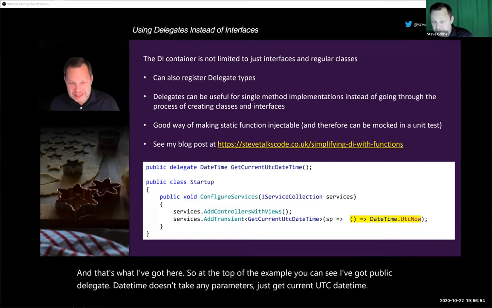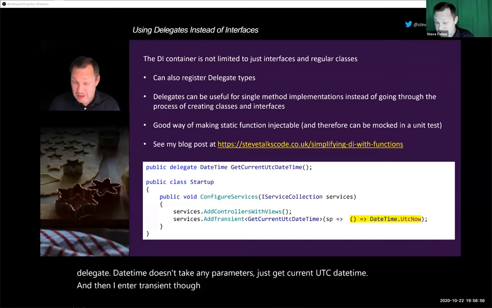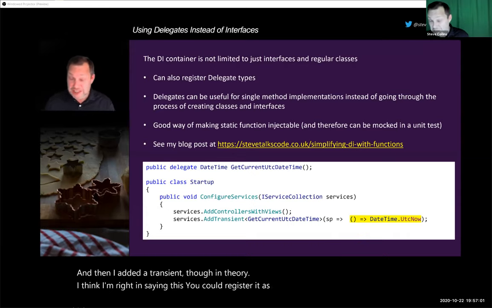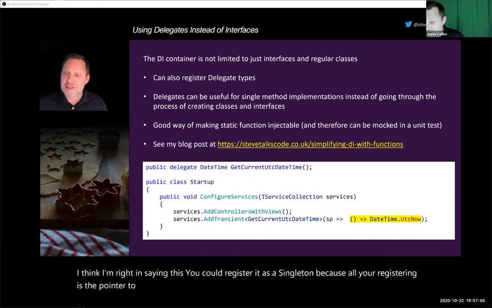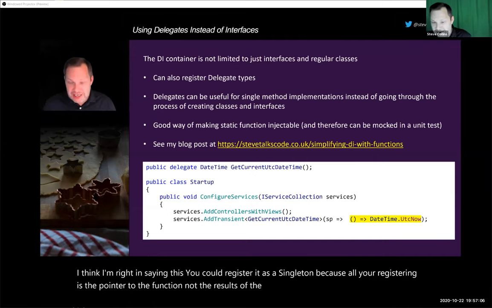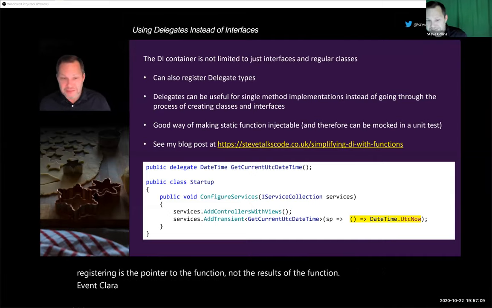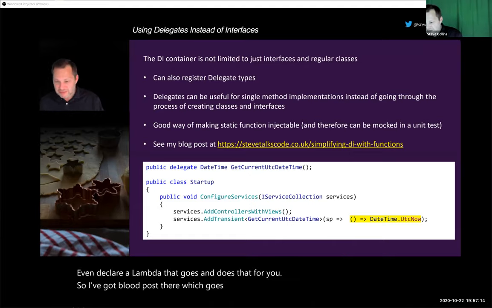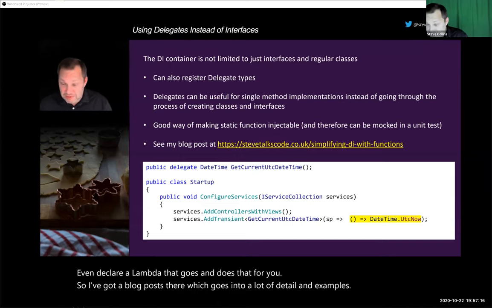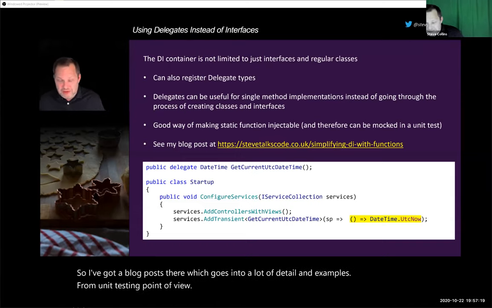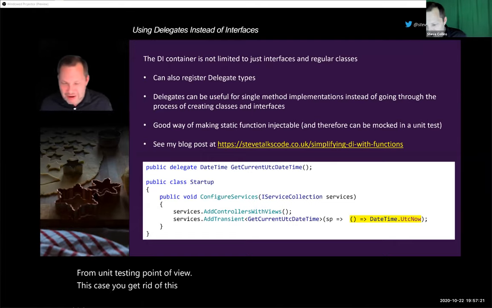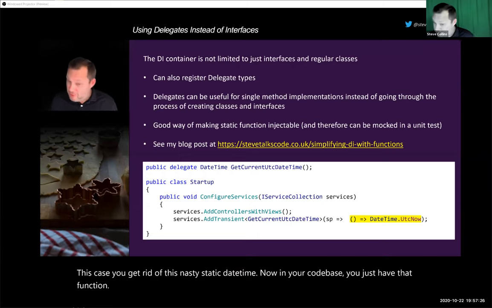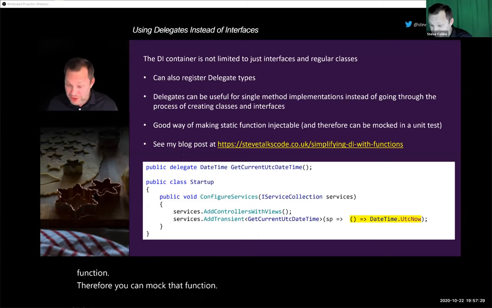And then I add a transient, though in theory, and I think I'm right in saying this, you could register it as a singleton because all you're registering is the pointer to the function, not the results of the function. You then declare a lambda that goes and does that for you. So I've got a blog post there which goes into a lot of detail and examples. From a unit tester point of view, this gets you to get rid of this nasty static DateTime.Now in your code base. You just have that function, and therefore, you can mock that function. So, win-win.